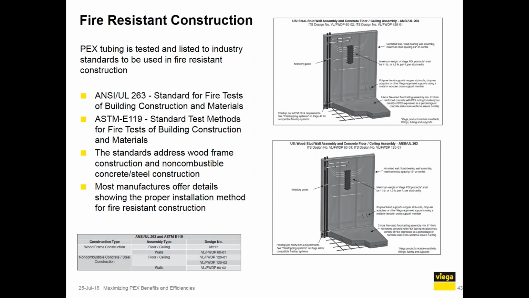Fire-resistant construction. PEX tubing is listed according to industry standards to be used in fire-resistant construction. According to ANSI and UL 283, ASTM E119. And here you see some assemblies from the Viega PureFlow installation manual, where it identifies what those assemblies might look like. The standards do address wood frame and non-combustible concrete and steel construction, so that's something to take into consideration.